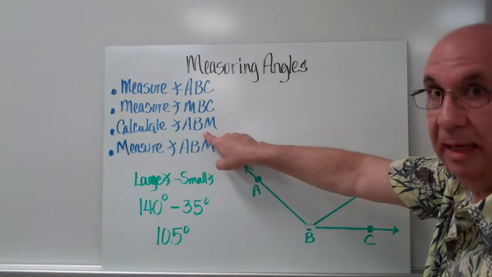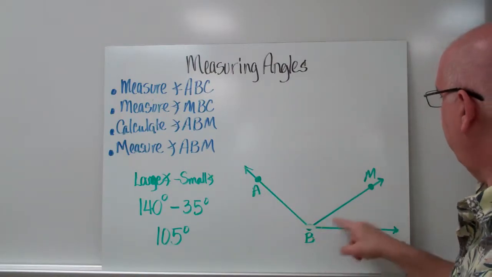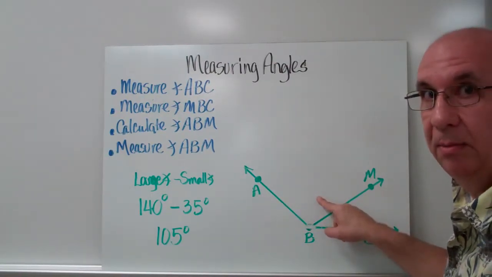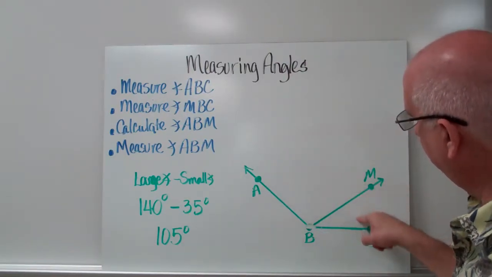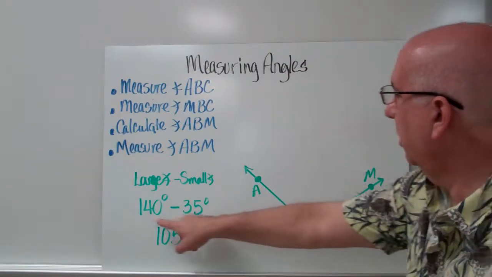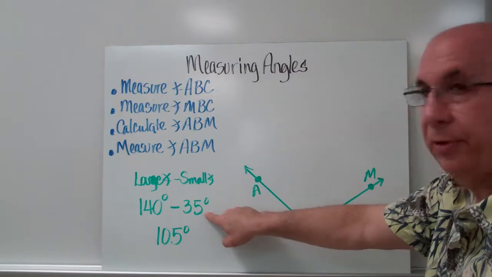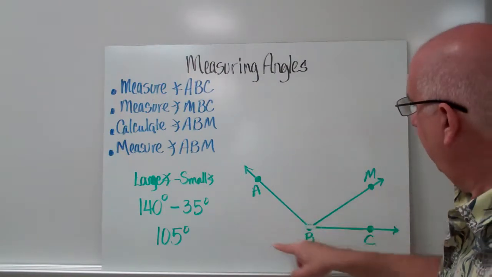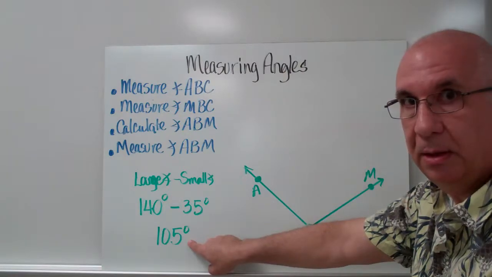Next, I want to calculate the measure of angle ABM, this remaining angle. Well, how do I do it? Well, I know if that entire angle, the big angle, ABC, is 140 degrees, if I just subtract the small angle, 35 degrees, from it, I'm going to be left with an angle, a measure of 105 degrees.